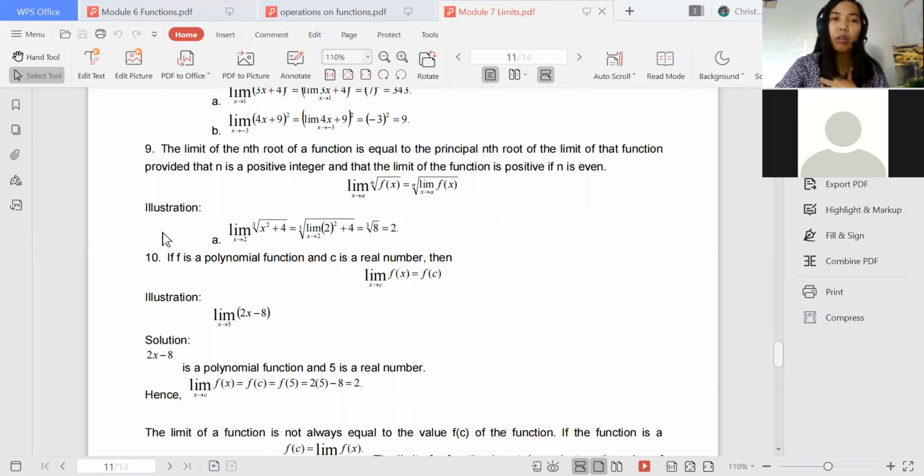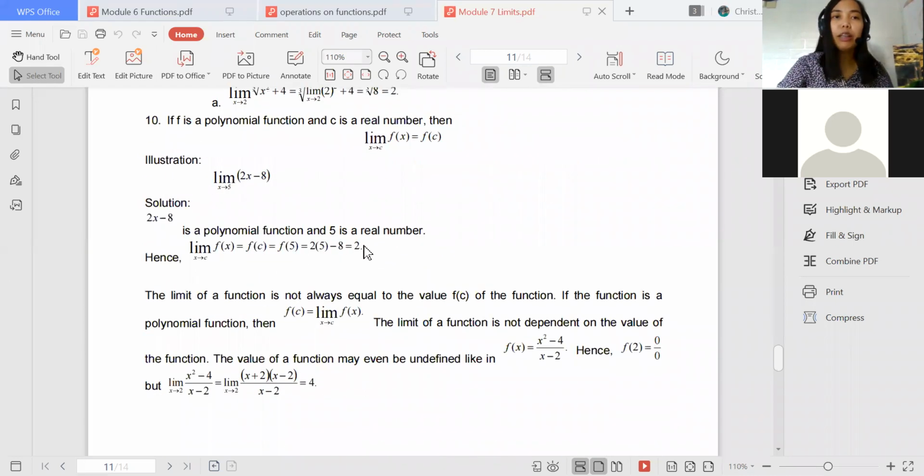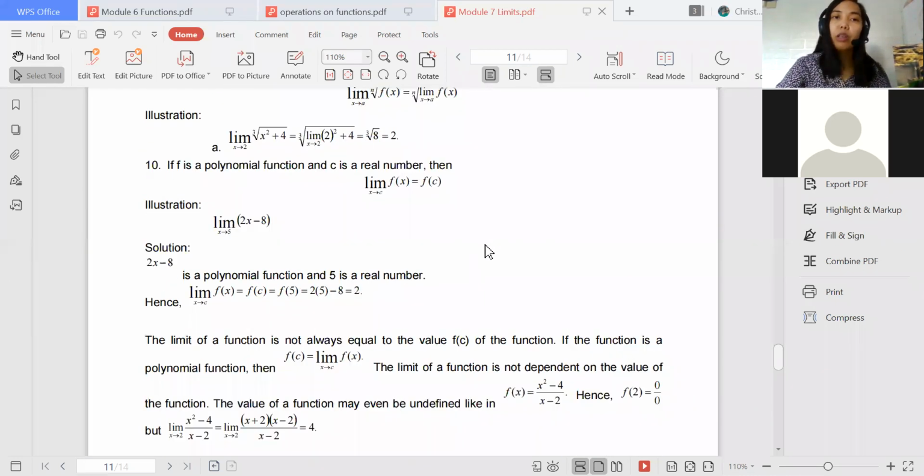nag-positive naman ang loob. So, kung negative ba niyan, okay lang, basta dapat ang magiging sagot ay real number. So, when we solve the limit of cube root of x squared plus 4 as x approaches 2, when we substitute 2 squared, that's 4 plus 4, it's 8. The cube root of 8, that is 2. 2 is a real number. So, ibig sabihin, tama naman yung process natin. Okay, that is for nth root. Yung 8 for power. And for the last theorem, if f is a polynomial function and c is a real number, then the limit of f of x as x approaches c is equal to f of c.